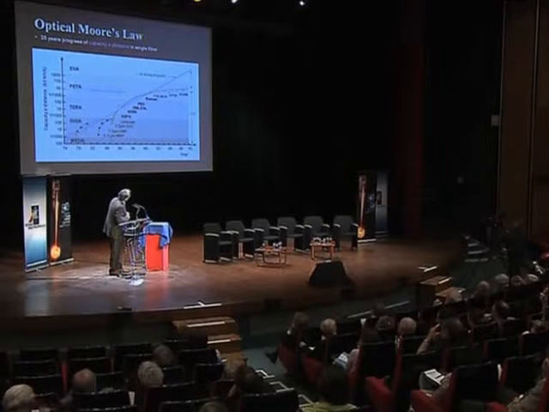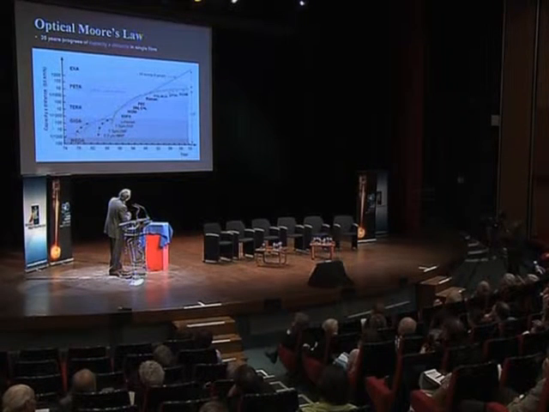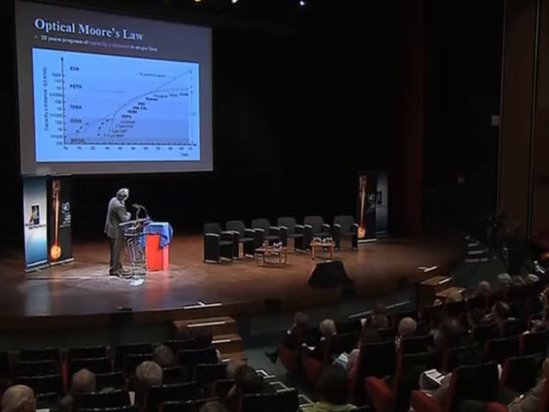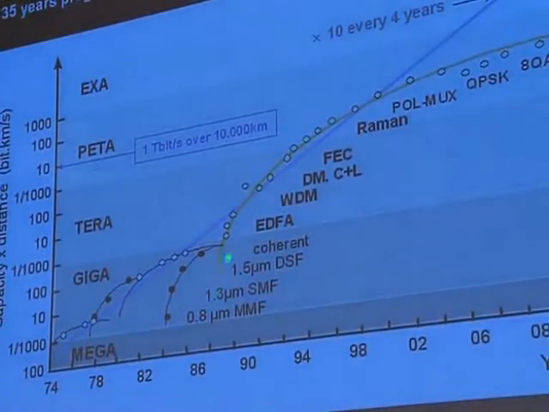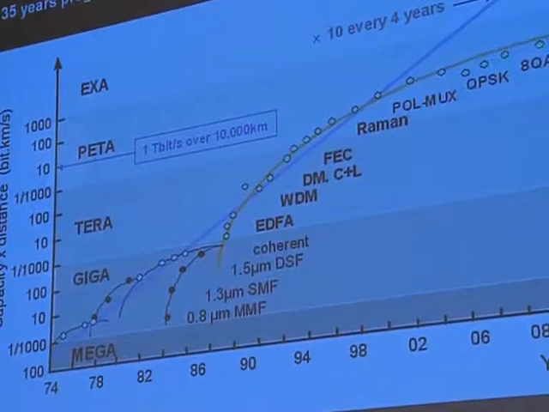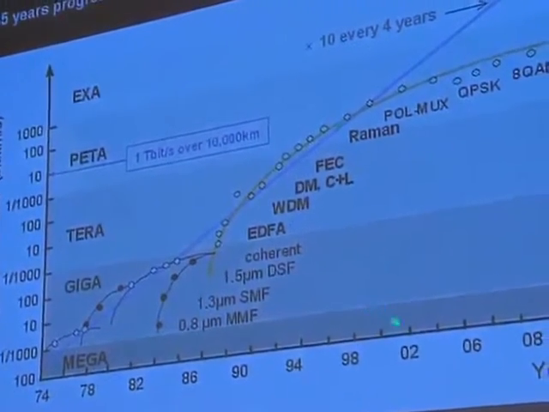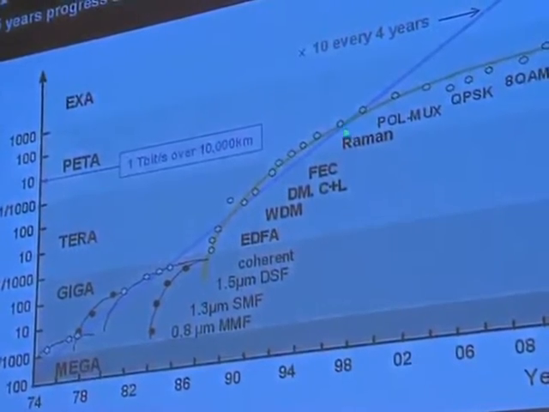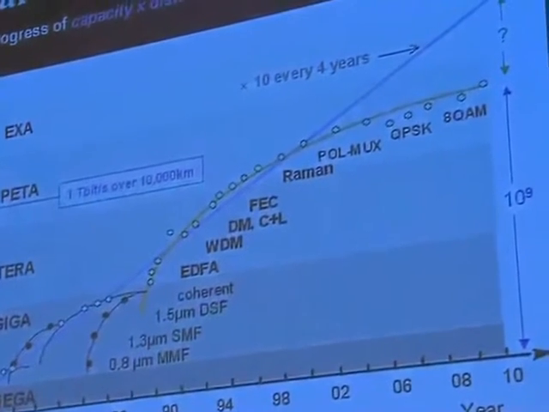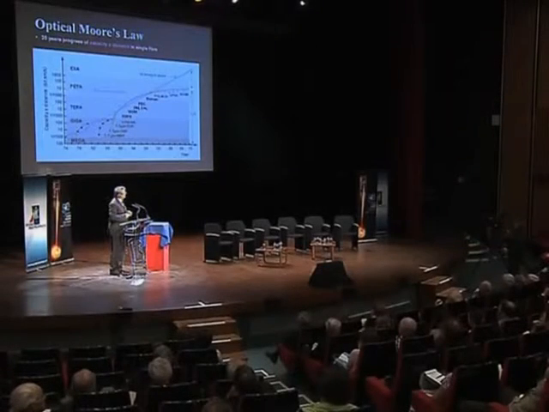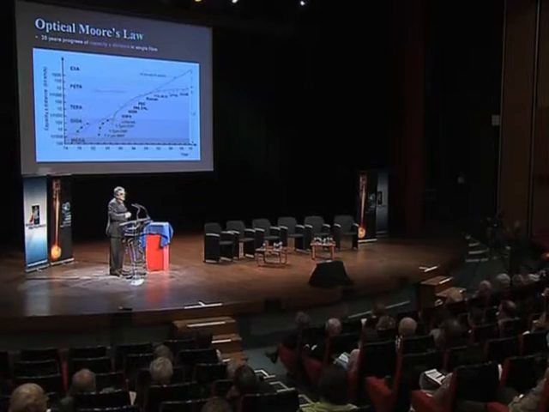But to make the long story short, this is the capacity times distance performance criteria versus the years. If we forget the previous transmission windows, we enter the tera and peta bit kilometer per second eras successively. By 2000, we were writing the peta, which is 10 peta, 1 terabit over 10,000 kilometers. So you can cross any Atlantic or Pacific Ocean. 1 terabit, like say, for instance, 10 channels at 100 gigabits.